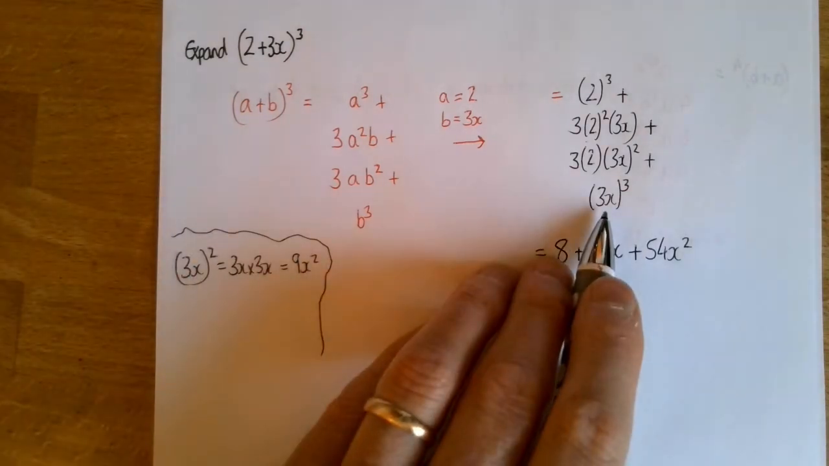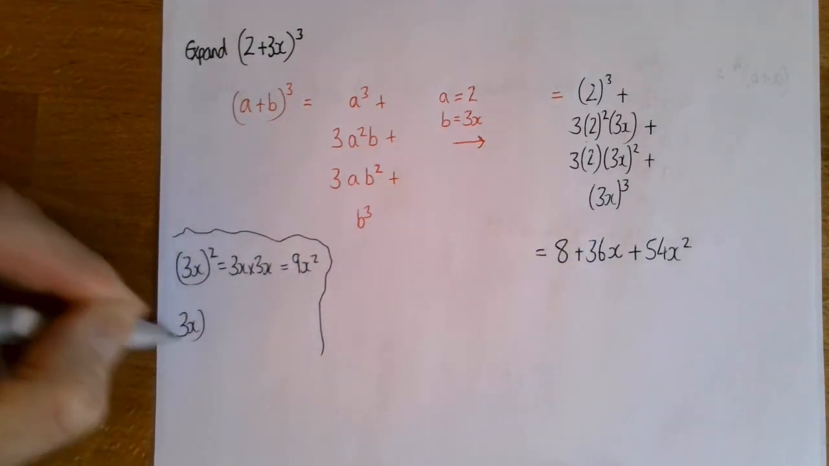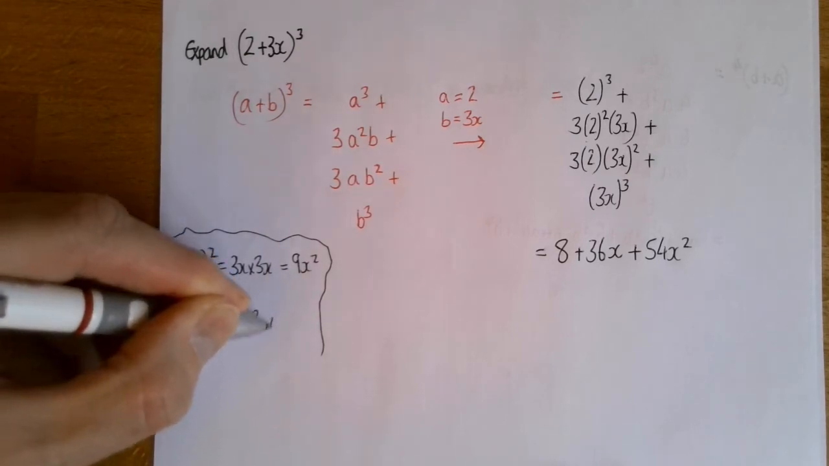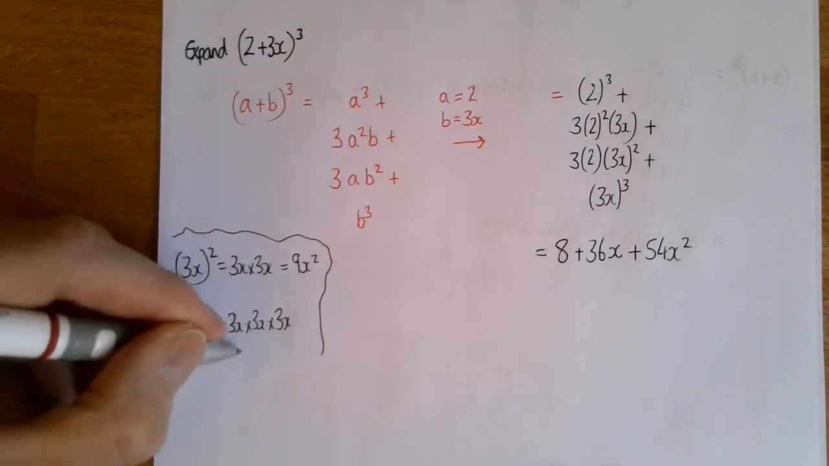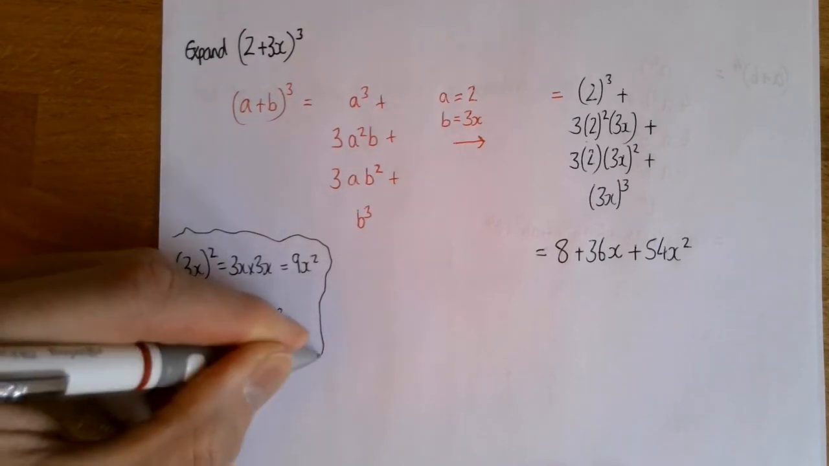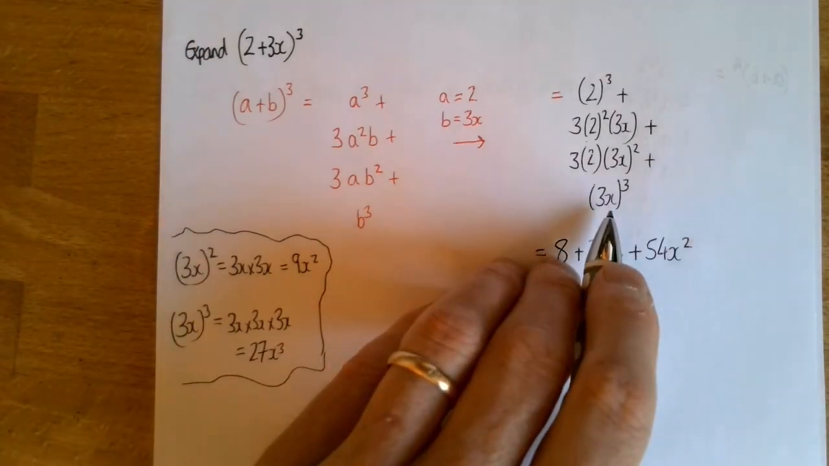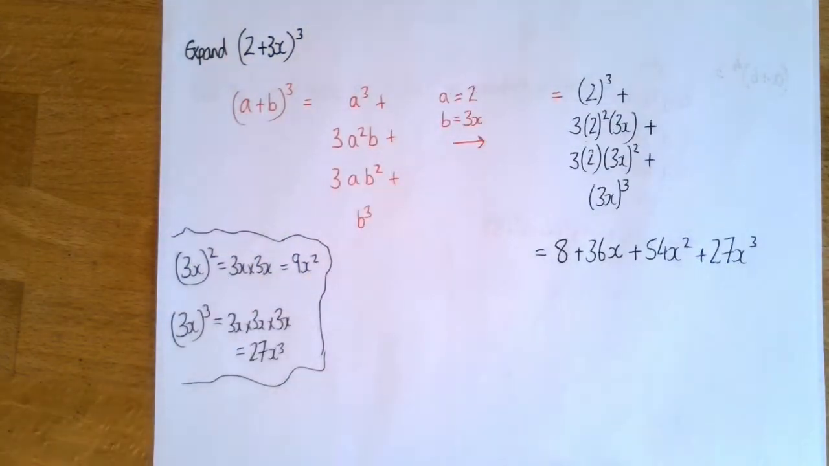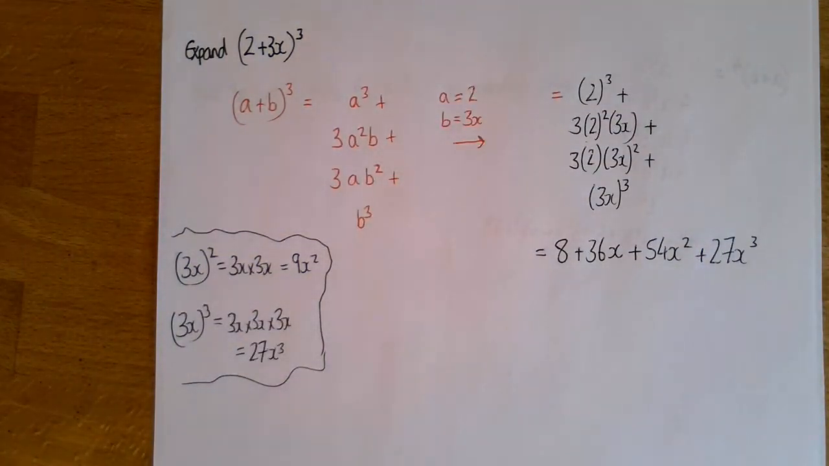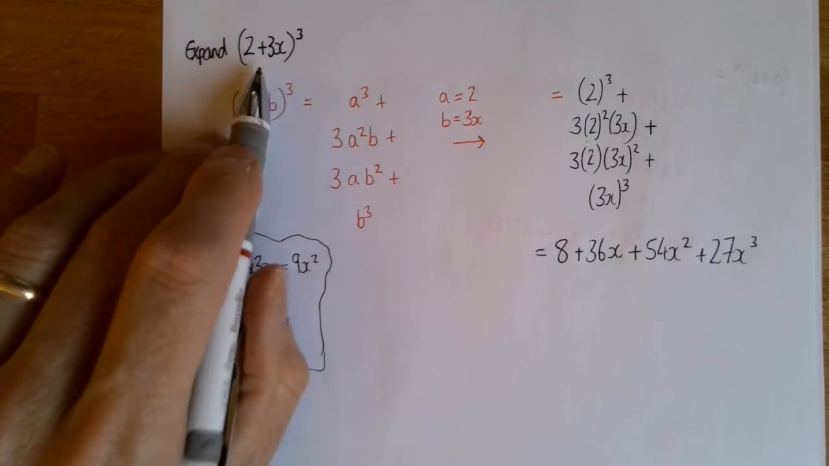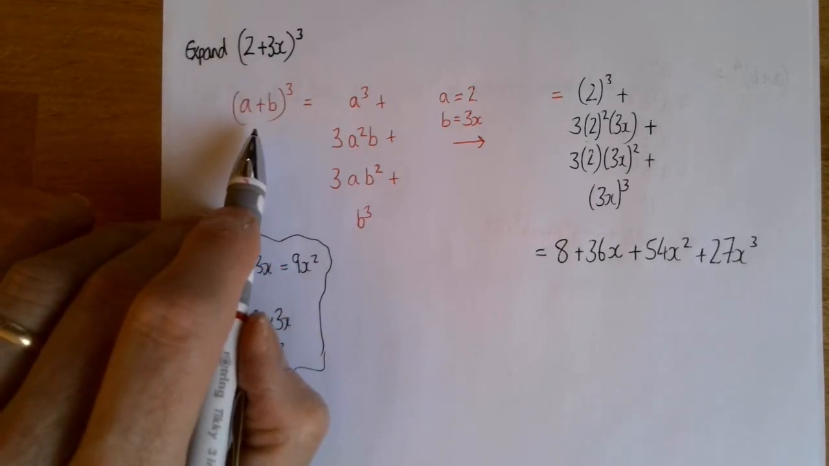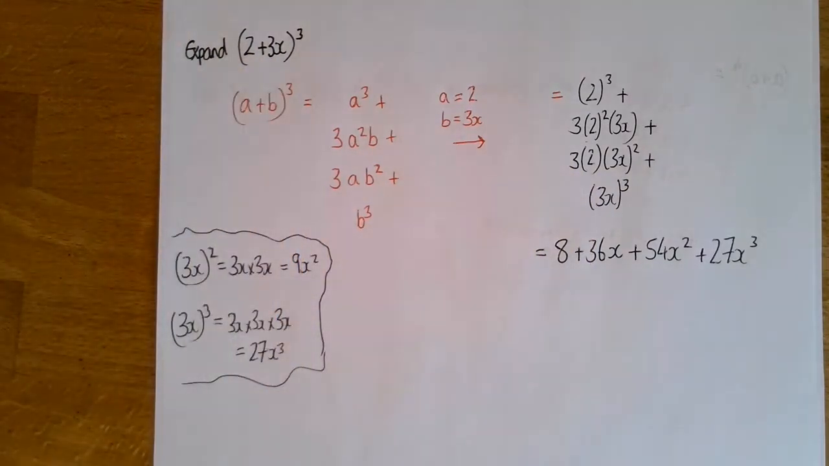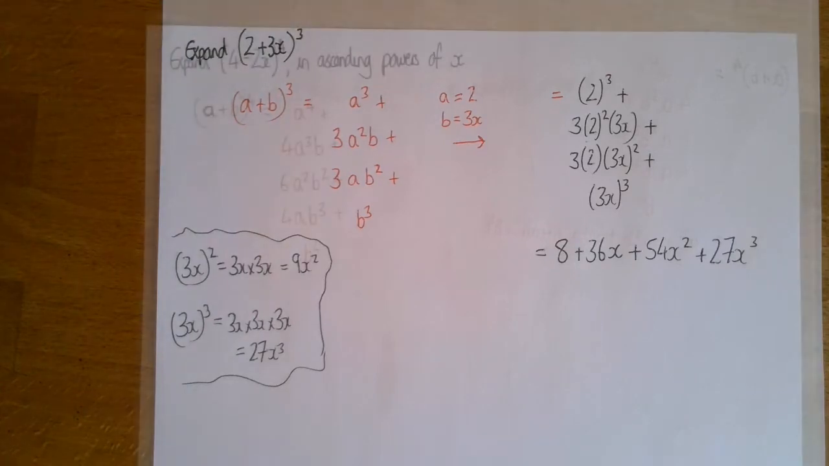And then 3x cubed, that's 3x times 3x times 3x. 3 times 3 times 3 is 27, so that's 27x cubed. So I was asked to do this, but started by doing that, and then replaced my a and b with 2 and 3x. Let's try a slightly harder example.